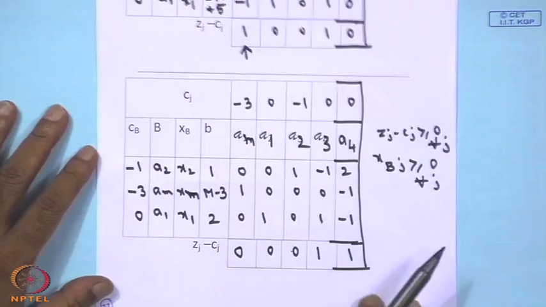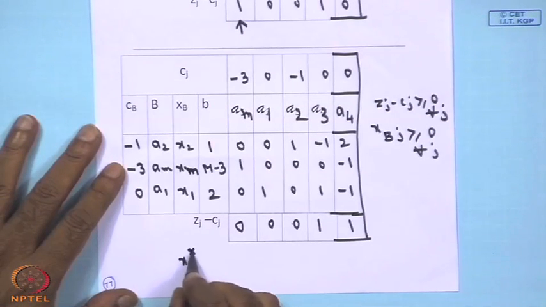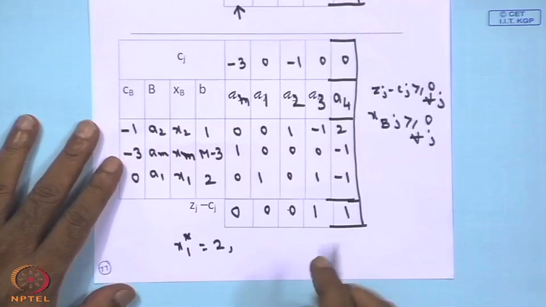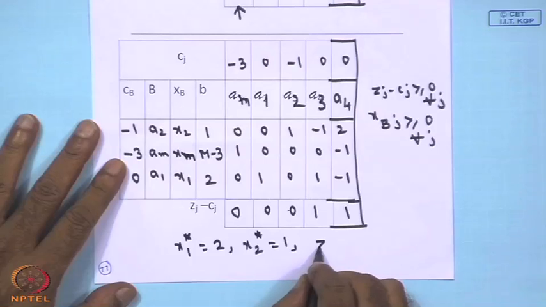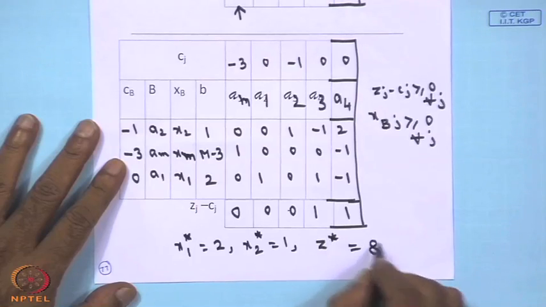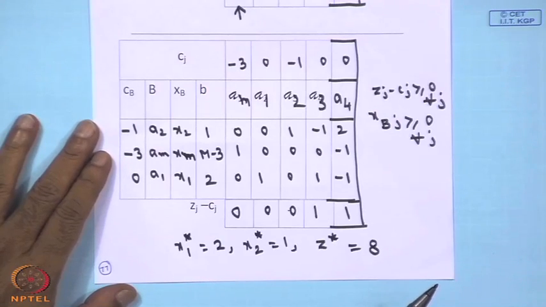So, the optimum solution you can write down from here directly: x1 star equals 2, x2 star equals 1, and if you calculate the z star value, then this equals 8. So, therefore, you can see that if the optimality condition is not satisfied initially, in that case also, by using the artificial constraint, you are reformulating the problem by introducing this artificial constraint.